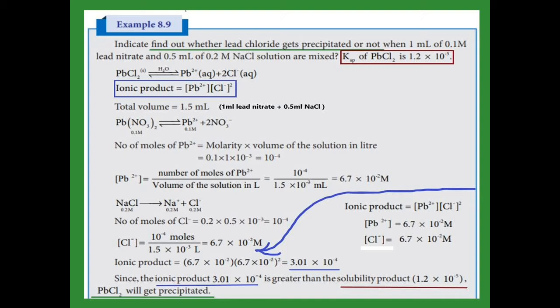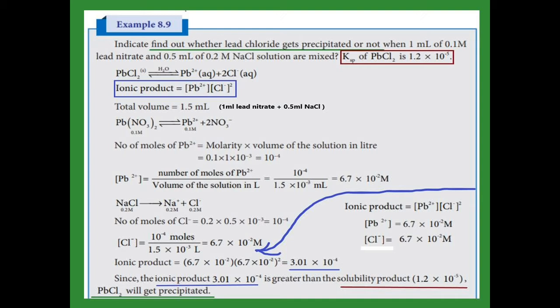Afterward, we have another solution, sodium chloride. Sodium chloride is a salt. It dissociates and gives Na+ and Cl-. A sodium chloride concentration of 0.2 molarity means the Na+ concentration is also 0.2 molarity, and the Cl- concentration is also 0.2 molarity.